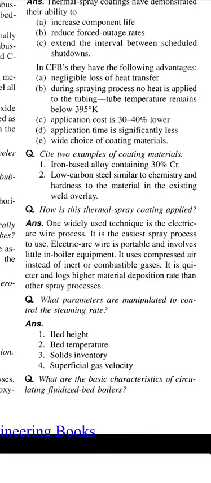Question, how is this thermal spray coating applied? Answer, one widely used technique is the electric arc wire process. It is the easiest spray process to use. Electric arc wire is portable and involves little in-boiler equipment. It uses compressed air instead of inert or combustible gases. It is quieter and logs a higher material deposition rate than other spray processes.